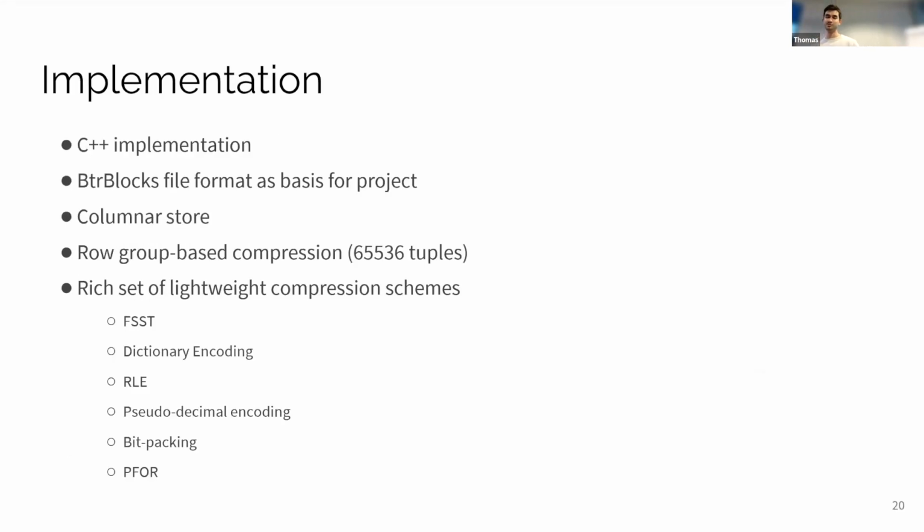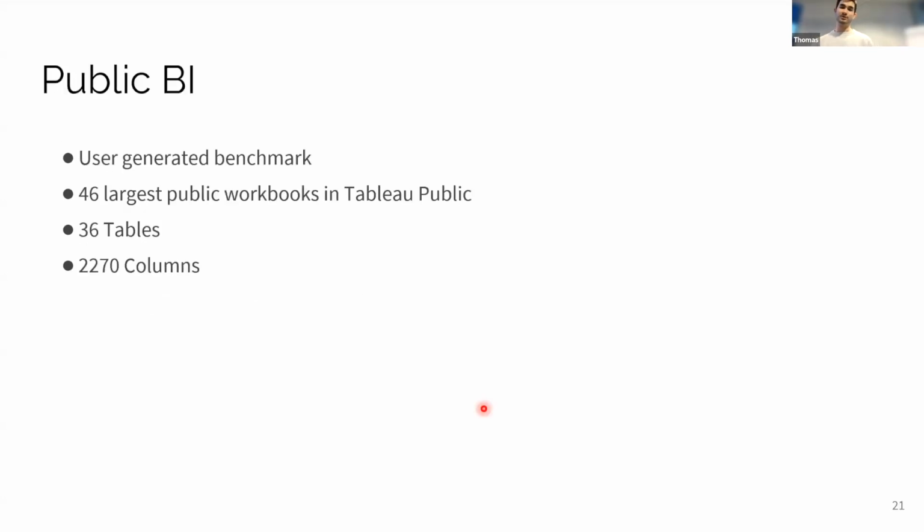To test our ideas, we wanted a C++ implementation, and we used the BetterBlocks file format as a basis for this project. It's an easy-to-use code base with columnar storage and row group-based compression, which is exactly what we wanted. The row group size which BetterBlocks uses is a fixed tuple count of 65,536 tuples. And importantly, BetterBlocks also has a rich set of lightweight compression schemes, some of which are listed here below. We tested our implementation on the public BI benchmark.